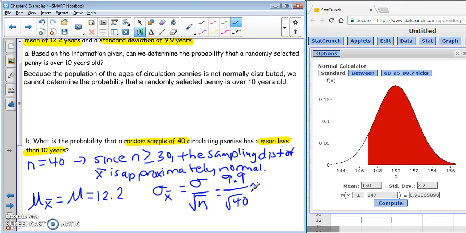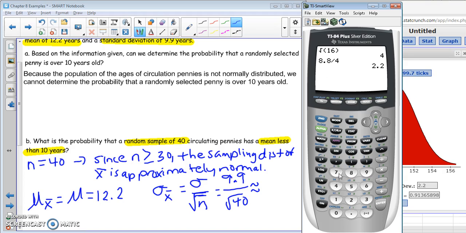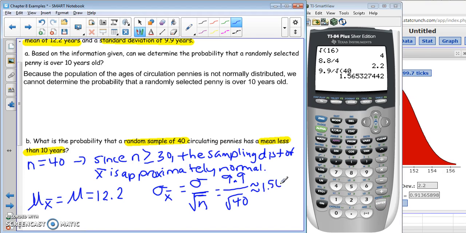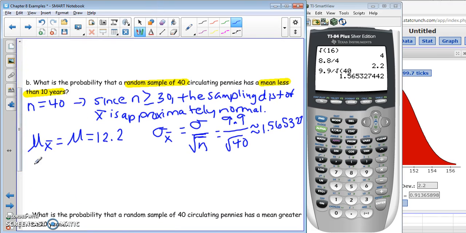So let's get an approximation here, just so we have an idea. 9.9 divided by the square root of 40 is 1.56537. Be careful as you're working through your homework with the decimal place it asks for you to round to. Now that we found our mean and standard deviation, we can calculate our probability. We're looking for the probability that x bar is less than 10.